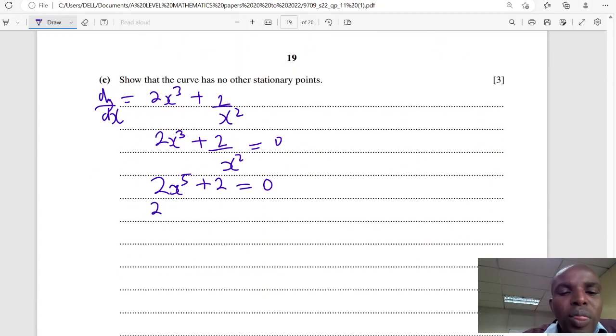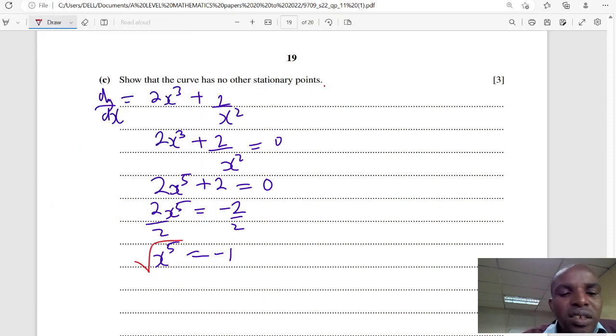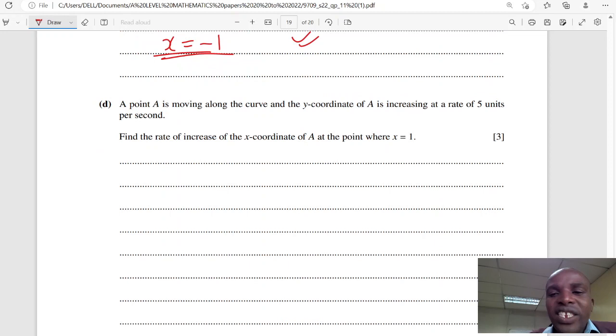Then it will be 2x to the power 5 is equal to minus 2. Then divide by 2, you get x to the power 5 is equal to negative 1. Then to remove the 5, you put the fifth root on both sides. So x is equal to, fifth root of minus 1 is just minus 1. So there's only one value of x. So there's one stationary point. No other stationary point, done.